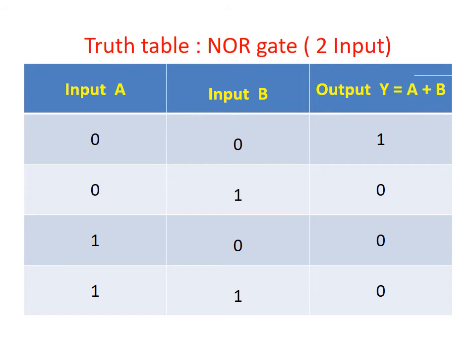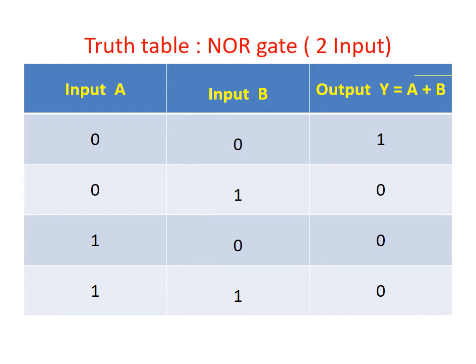This is the truth table of NOR gate. A and B are the inputs and Y is the output. If all inputs are low, that is 0, 0, the output is 1. If any one input is high, the output will be low. Here in 3 cases, the output is low.